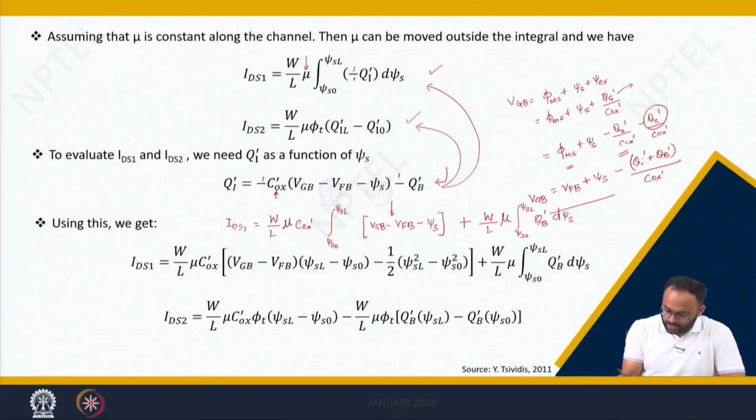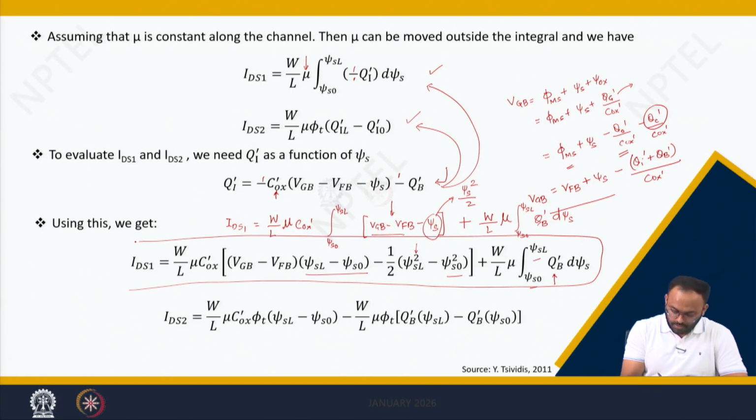If you simplify this and do the integration between the limits psi s0 and psi sl, you will get (VGB minus V flat band voltage) into (psi sl minus psi s0) minus this. The integration of this is nothing but psi s square by 2. So ultimately you will get 1 over 2, and putting the limits, psi sl square minus psi s0 square, plus W by L mu times the integral from psi s0 to psi sl, where you need to integrate the bulk charge. So this is a closed form equation for IDS1.